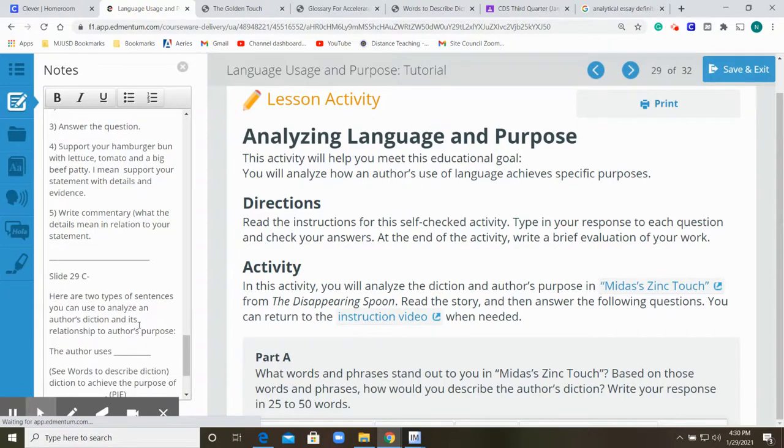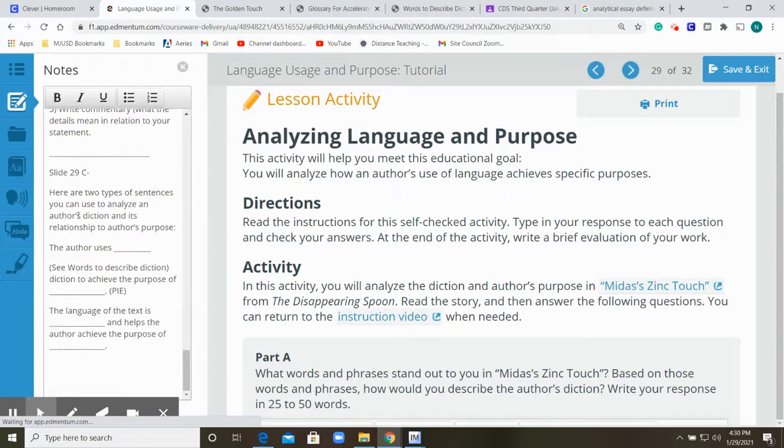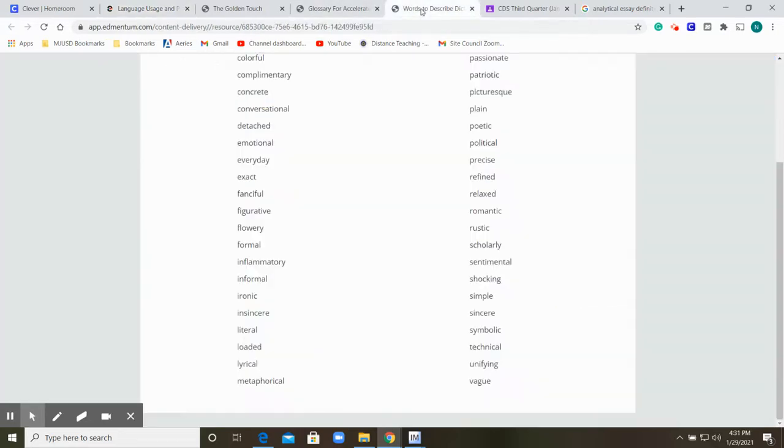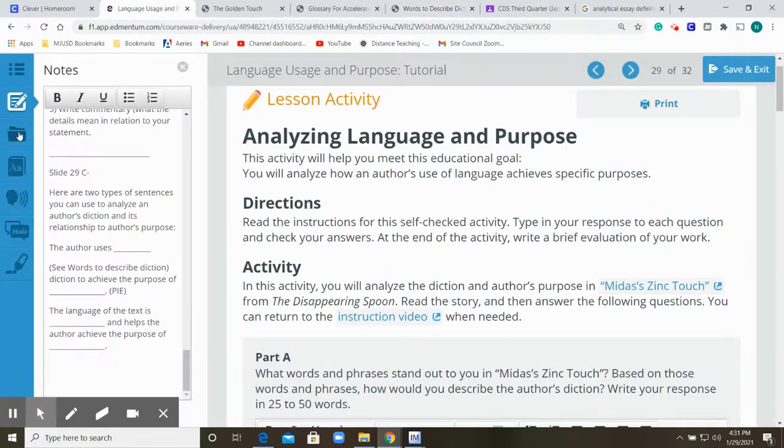So here are 2 types of sentences you can use to analyze author's diction and its relationship to author's purpose. The author uses blank, see words to describe diction. See, these are all those words to describe the diction. They're in your resource folder over here. To achieve the purpose of, and then remember the definition of PIE, that acronym: persuade, inform, entertain.